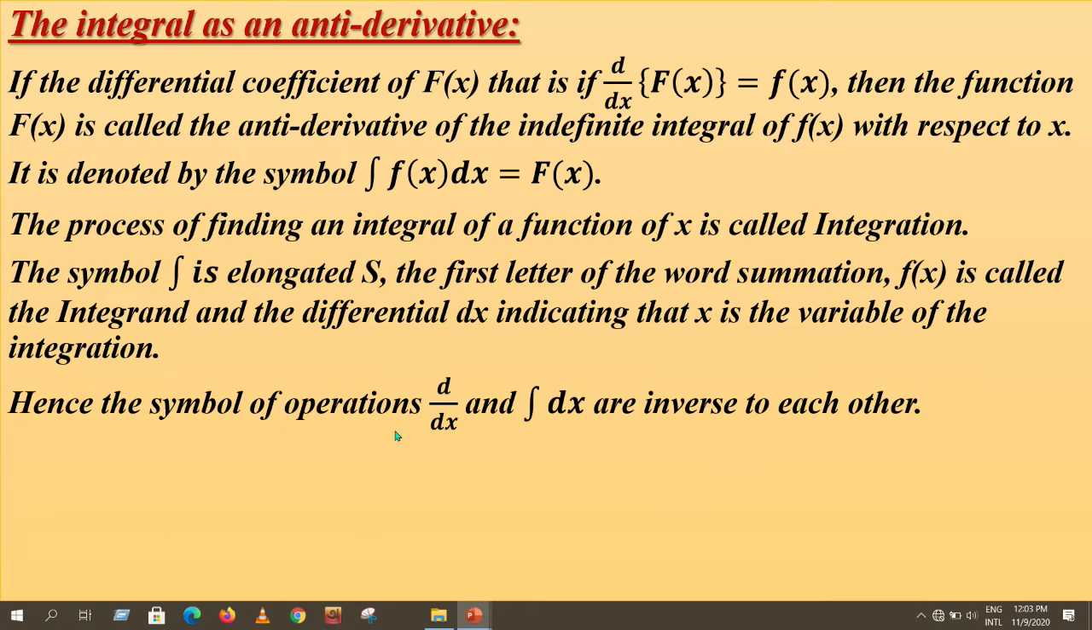Hence, the symbols of operations d by dx and integration of dx are inverse to each other. So the product of d by dx and integration of dx is equal to 1 because these are inverse to each other. As for example, 1 into 1 divided by 1, or a into 1 divided by a, this is equal to 1. Clear?